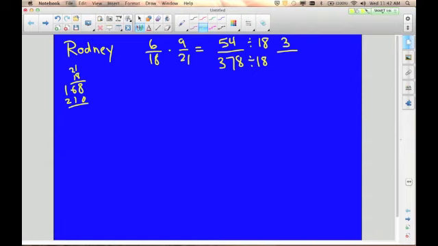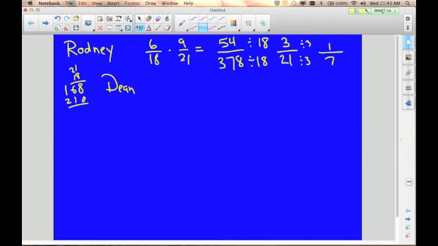So for Rodney, he multiplied 6 times 9, and then he multiplied 18 times 21. Then he saw that 18 was a common factor for both. After that, he looked at what he had, which is 3 over 21, and he saw that he could divide the numerator and denominator both by 3. And then he got the product, the answer, which is 1/7. Now, I don't know about you, but I have trouble seeing what to divide it by sometimes.